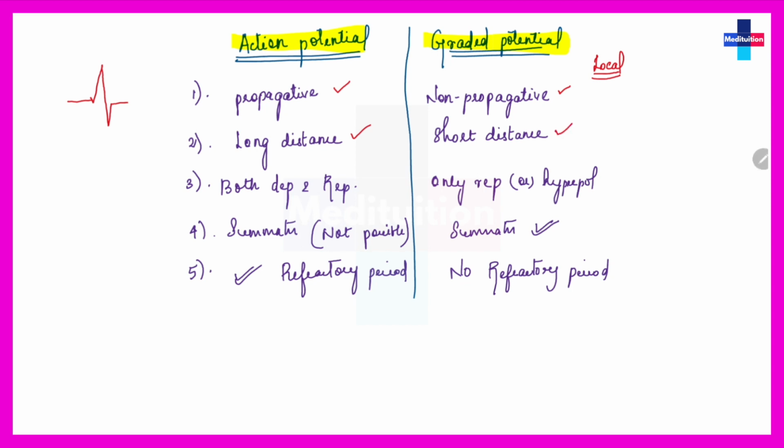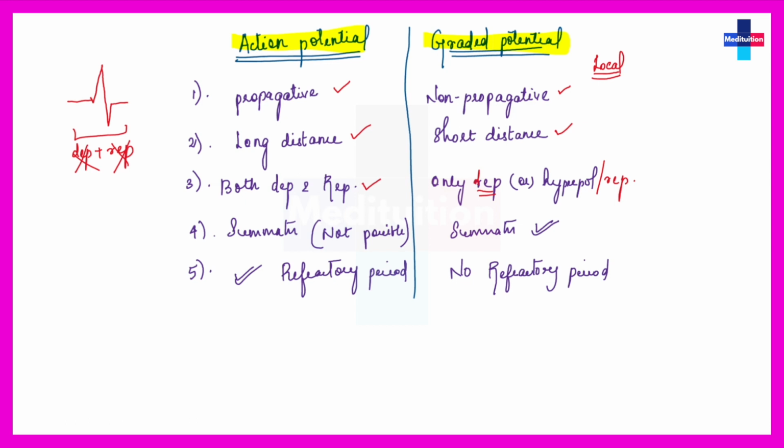Now coming to the next difference: in action potential both depolarization and repolarization will be there, but in graded potential you can have only depolarization, or only repolarization or hyperpolarization. In action potential summation is not possible. You cannot add depolarization plus repolarization, it is not possible. But in graded potential you can do that, because as it is a local potential, you can add them, which gives summation potential.